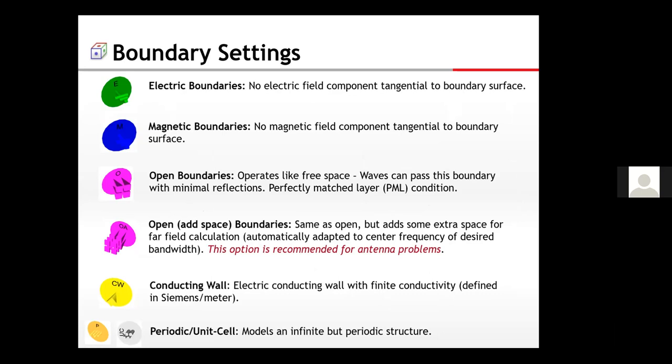No electric field component tangential to the boundary surface. No magnetic field component tangential to the boundary condition. In conducting walls, an electric conduction wall with finite conductivity is there, so you can define Siemens per meter. And the periodic unit cell is for infinite periodic structure, so you can design a frequency selective surface using the periodic unit cell structure. So you must define it using this.